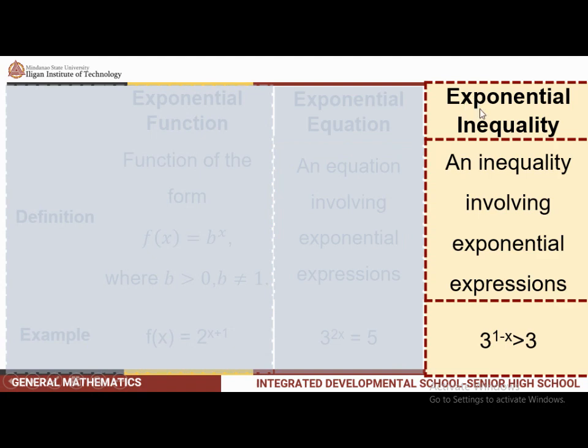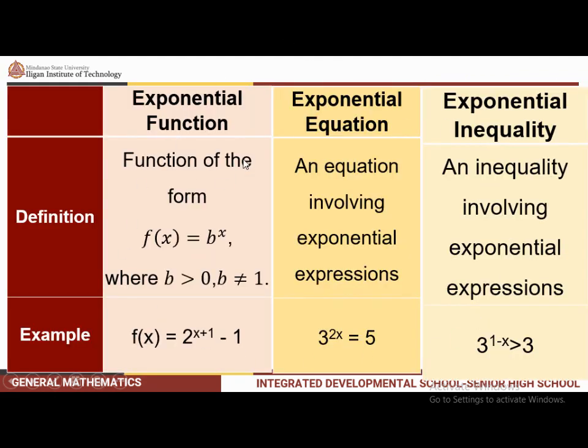Now let's proceed to exponential inequality. It is an inequality involving exponential expressions. We have 3 to the power of 1 minus x greater than 3. We notice that it has an exponential expression, and that it uses an inequality symbol, greater than. So therefore, this is an exponential inequality.